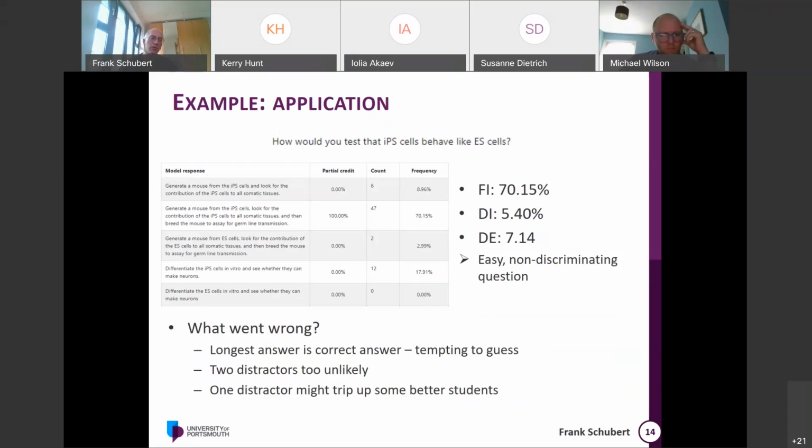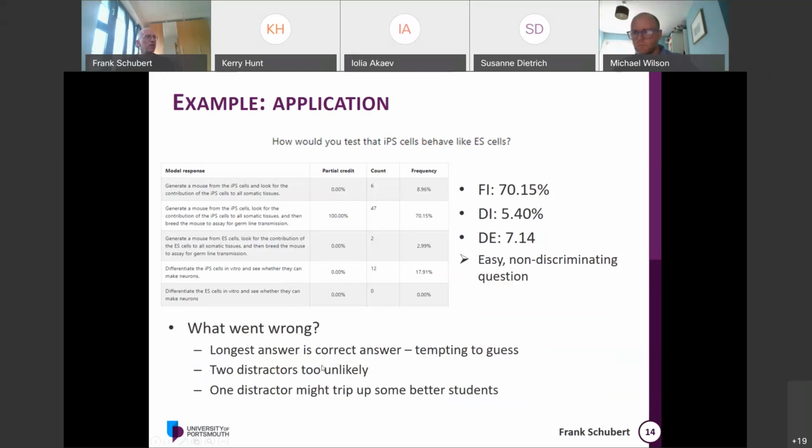Now we have to ask ourselves, what could possibly have gone wrong? There are some problems there in the design of the options and the distractors. First of all, when you're looking at the length of the various options, the longest one turns out to be the right one. That already could tempt some students to guess the right answer simply by thinking the longest answer has the most information, so probably that is the right one.